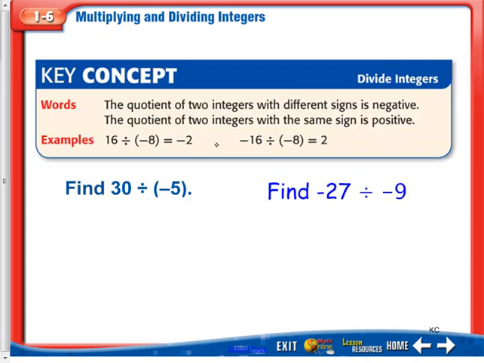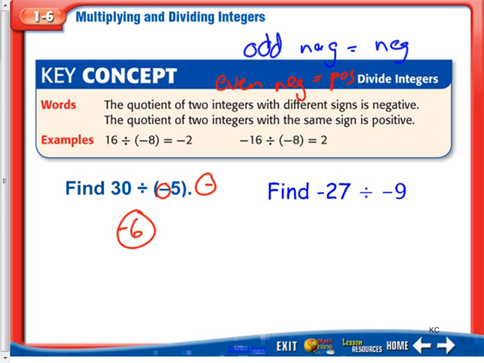All right, so now dividing. The first few examples there, we were multiplying. Dividing has the same rule. So odd negatives equals negative, and even negatives equals positive. It's just counting the number of negatives here. So we go, all right, I have 1, so my answer is going to be negative. And then 30 divided by 5 is 6, and I know it's going to be -6.